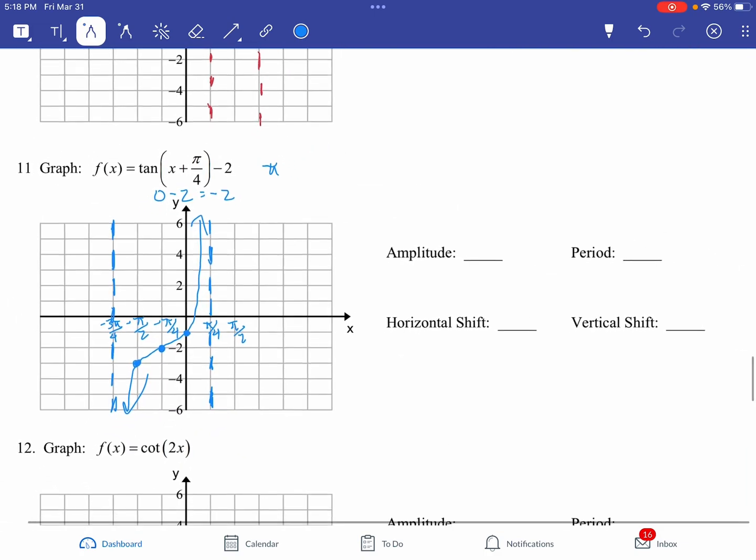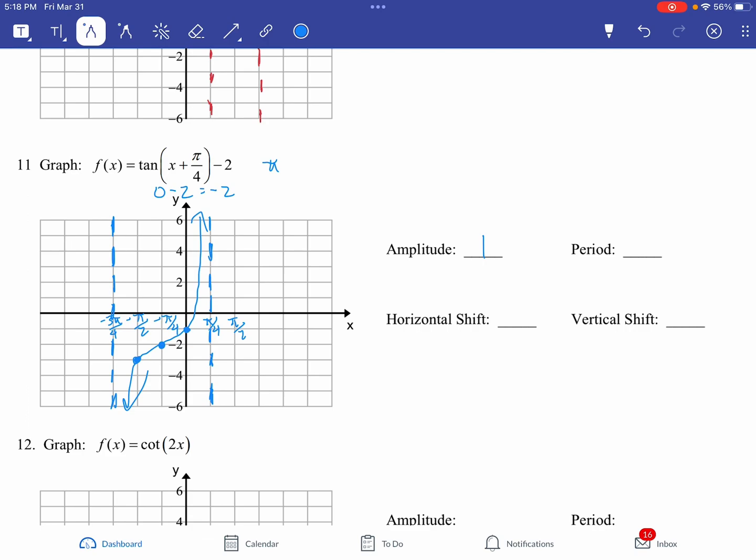Okay, for the information, the amplitude in front of tangent is a 1. The period is still pi. The horizontal shift was to the left by pi over 4, and the vertical shift was down by 2.